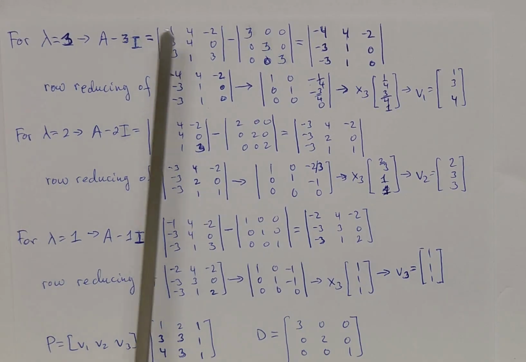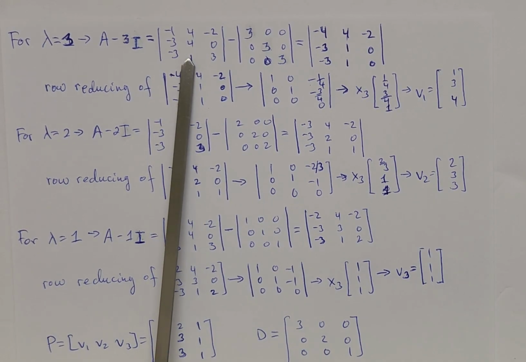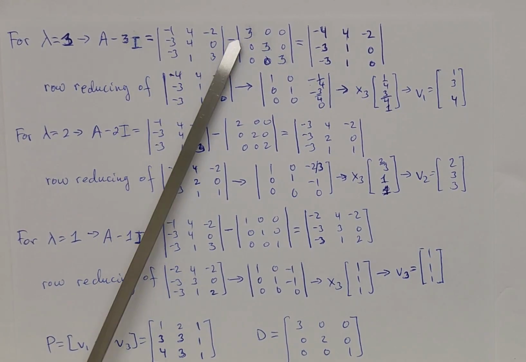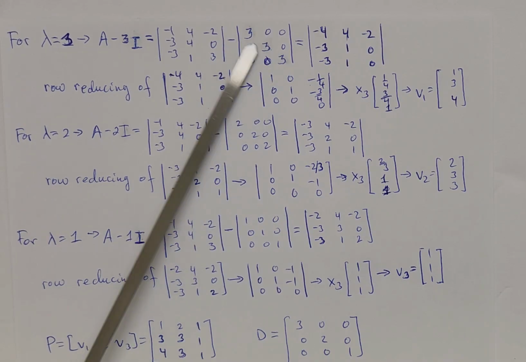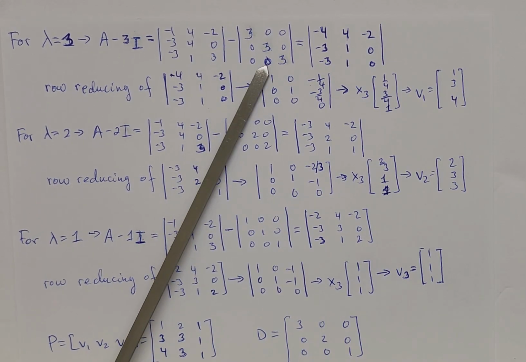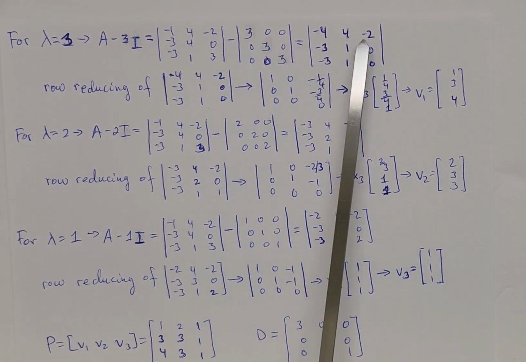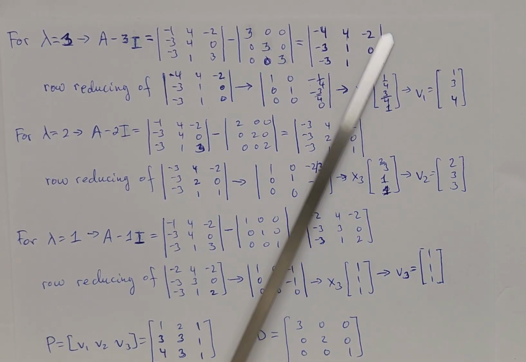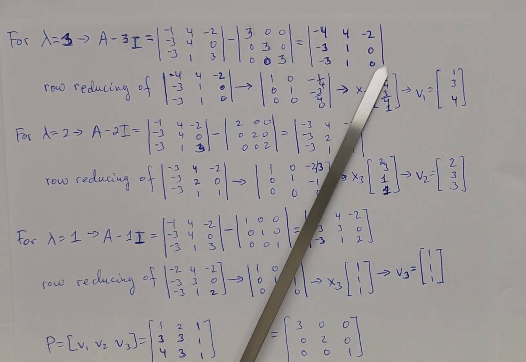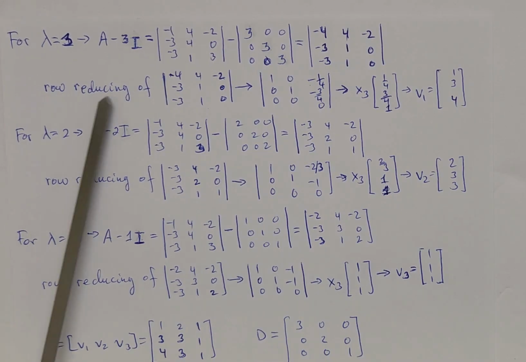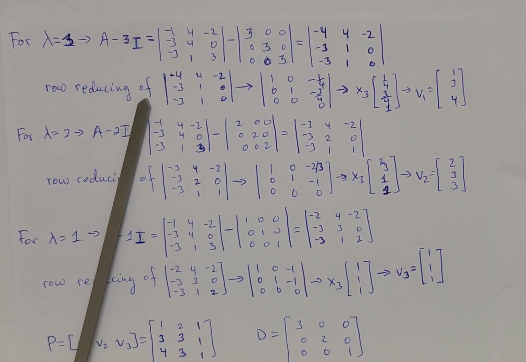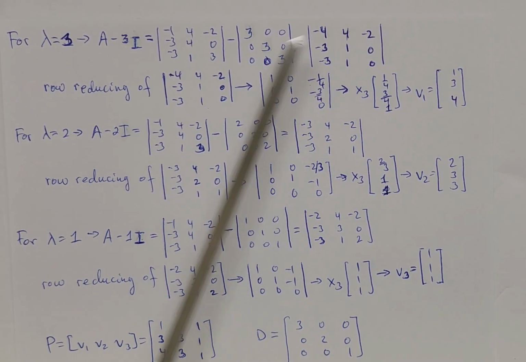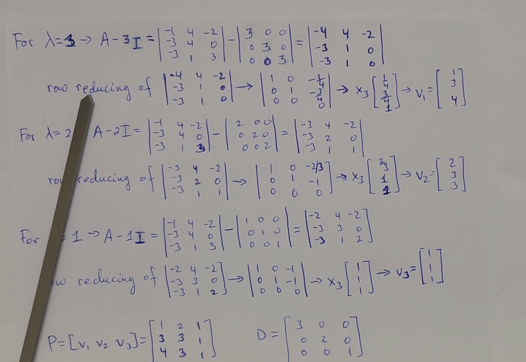So here is the original matrix A, minus 3 times I. Again, all of the diagonal will just have 3. Everything else is just 0. Just subtract across, subtract across, subtract across, and this is what I have. Now use this matrix to do row reduce operations.